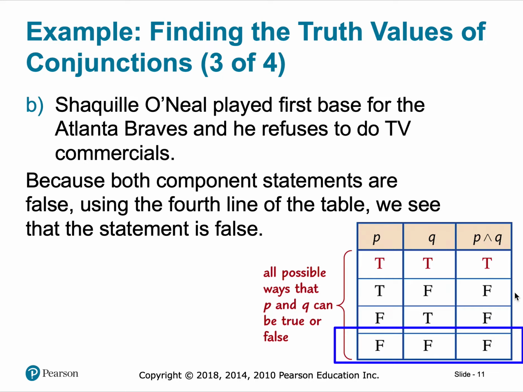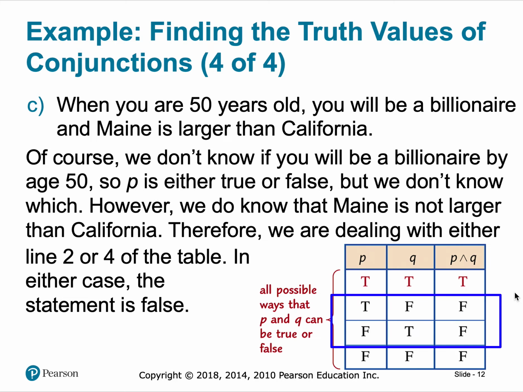So if any part of the statement isn't actually true, then the compound sentence can't be true. And so look at this one. In this one, Shaquille O'Neal played first base. We know that's not true. So straight off the bat, I know my compound statement is false. He refuses to do TV commercials is definitely not true. Depending on your age, you may not remember the hundreds of commercials that Shaquille O'Neal did. And the compound statement is false. Like we said earlier, if any one piece of it is false, the whole thing is false.